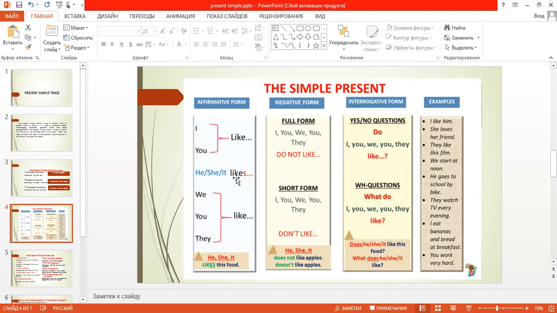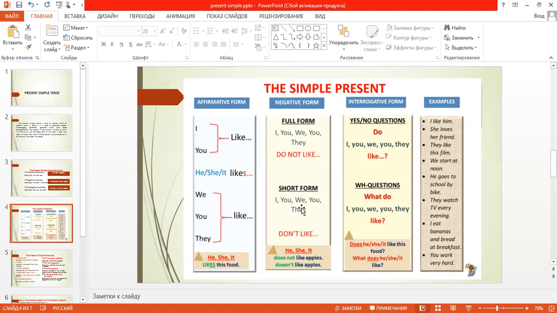In the negative sentence, as I have mentioned, do and does auxiliary verbs are used. And in negative form, we add not after the auxiliary verbs do and does. And we may use do not, or in the contracted form, don't and doesn't. For example, I don't like tea. We don't like tea. You don't like tea. They don't like tea.